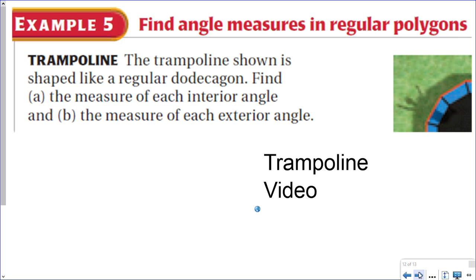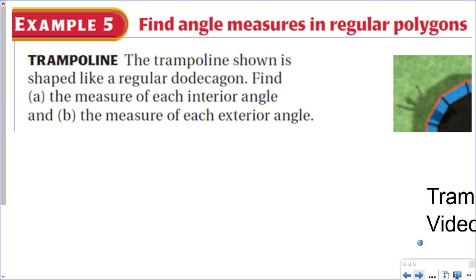Okay, and then this is the last one of the day. It definitely has to go into your notes. It is the most important one and probably one you most likely would see on a test or a quiz. The trampoline shown is shaped like a regular dodecagon, and it's really important that you know that that has 12 sides. Find the measure of each interior angle and then find the measure of each exterior angle. So for letter A, we want to definitely underline interior angle. Notice how it didn't say the sum of the interior angle. And then letter B, find the measure of each exterior angle.